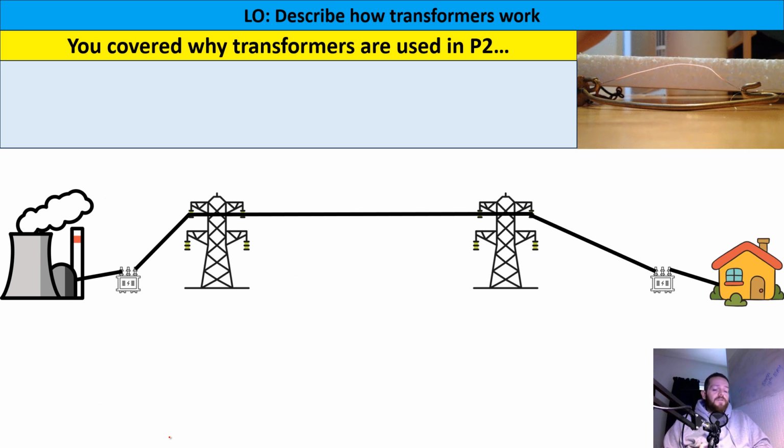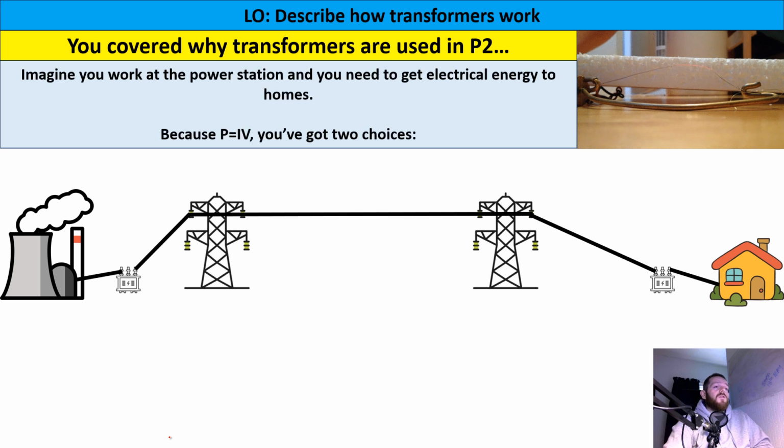So you've covered why transformers are used in P2, or you should have. Remember, P2 is the electricity topic. Imagine you work at the power station, and it's your job to get electrical energy to homes. Obviously, in your house, you are using electrical energy for all sorts of things. You're watching this video right now on a phone or a tablet or a computer, and the energy stored in that device, if it's portable, came from a charger that was plugged into your mains electricity supply in your house.